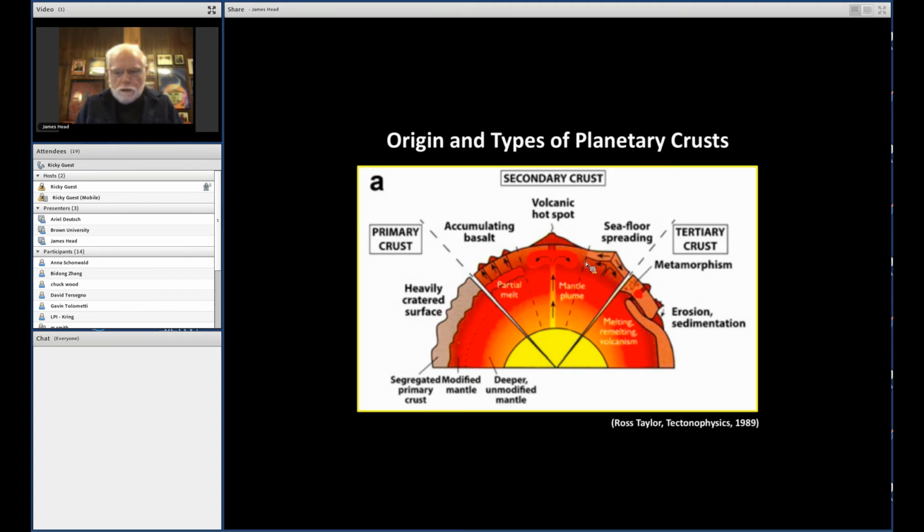Now, you might think we don't have any tertiary crust on the moon, but in fact, it's quite possible that basin impact melts really represent tertiary crust, where primary and secondary crust folded into an impact of huge proportions can actually create melt seas and oceans, which can differentiate to create tertiary crust.